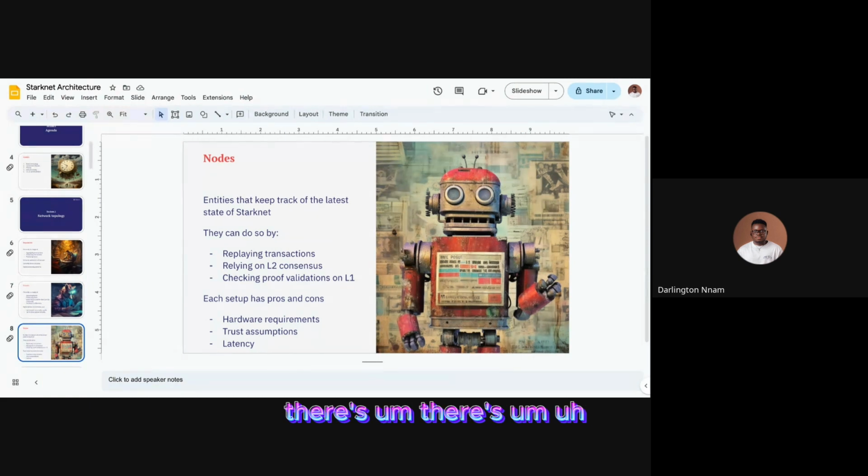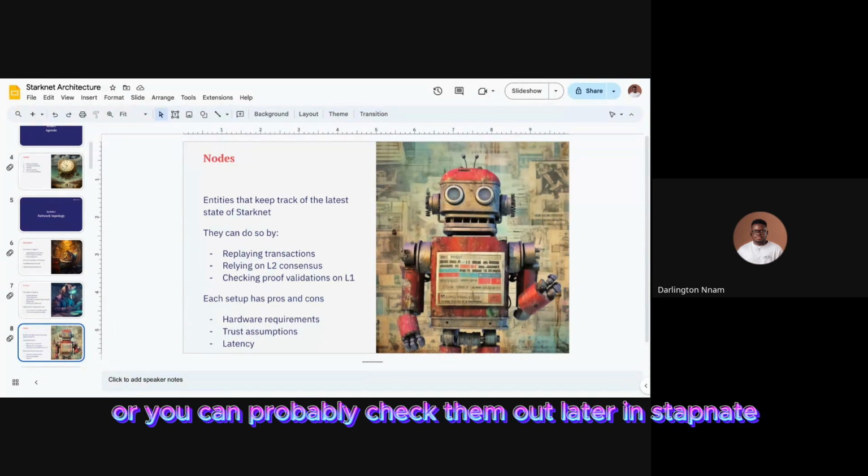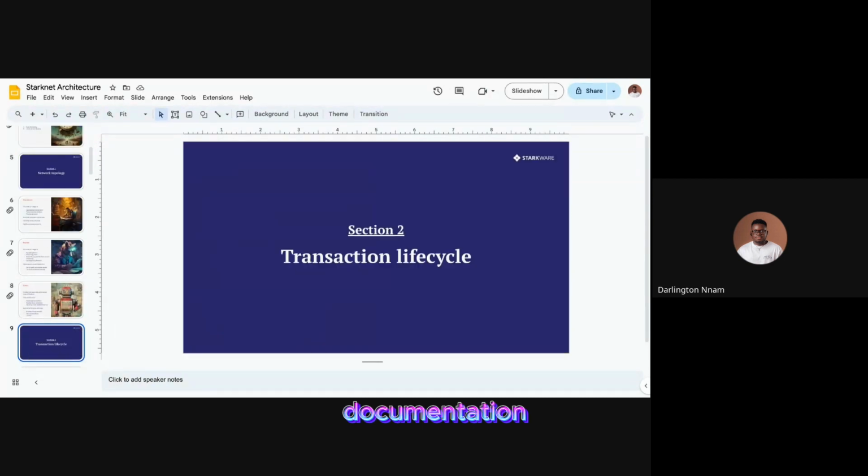Which one am I forgetting? But there are a lot of full nodes on Starknet. You could probably check them out later in the Starknet documentation.